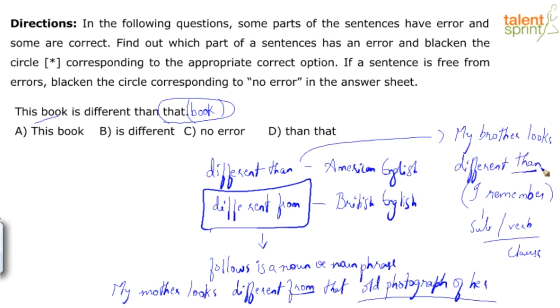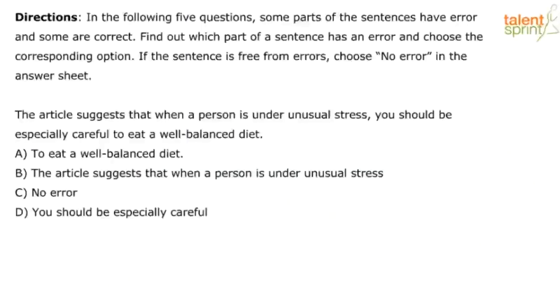This is pretty much the difference between different than and different from. Something that you need to remember. However, like I said, if you are in doubt, just use different from, which is always the right thing. So this book is different than that book, which is a noun. So I'm using different from. The error is in part D. You change than to from. Okay? Finding errors. That's the next set of questions.